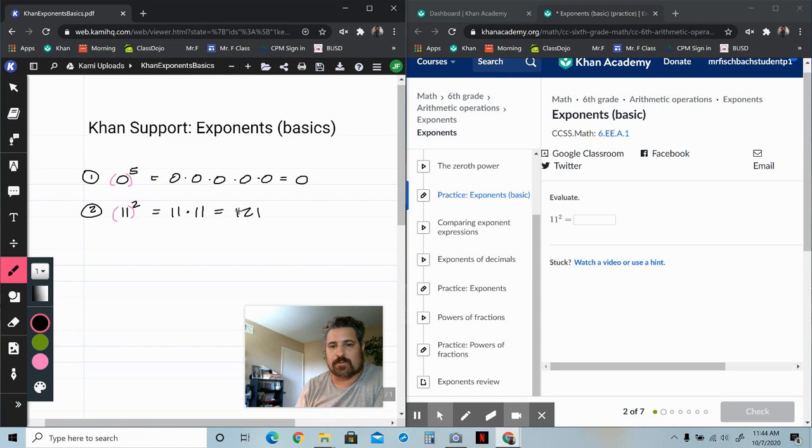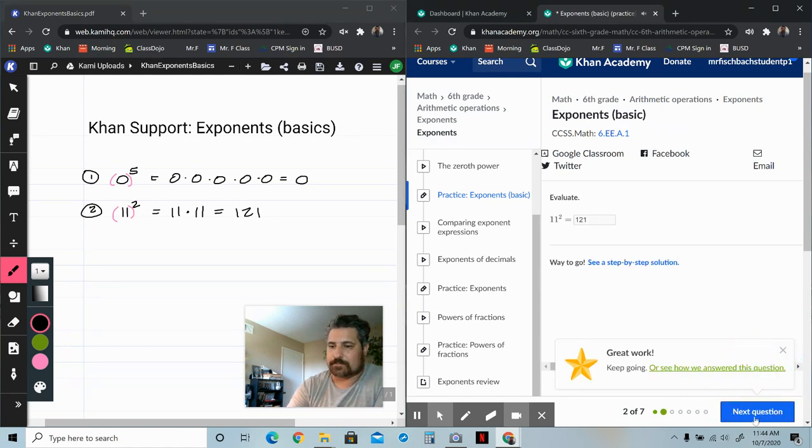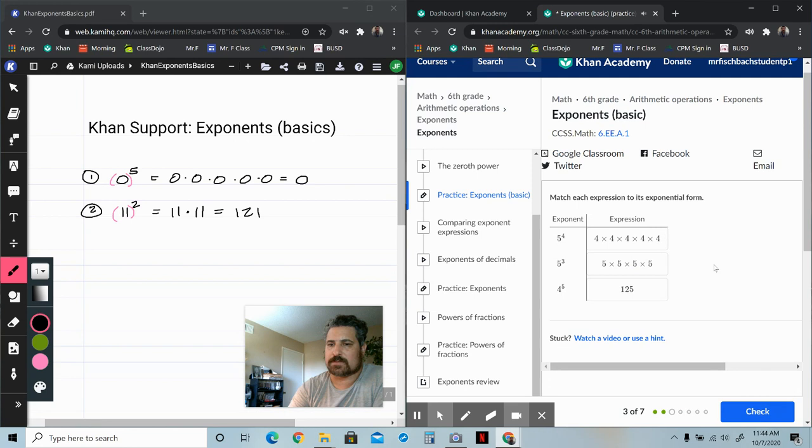If you didn't have that memorized, you could do it with the distributive property. Say 11 times 10 is 110. 11 times 1 is 11. And 110 plus 11 is 121. But ultimately, the answer is just 121. You know how to multiply. And there you go.